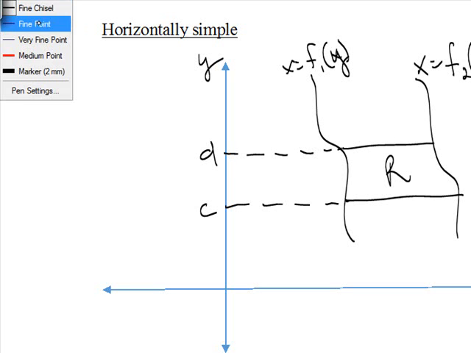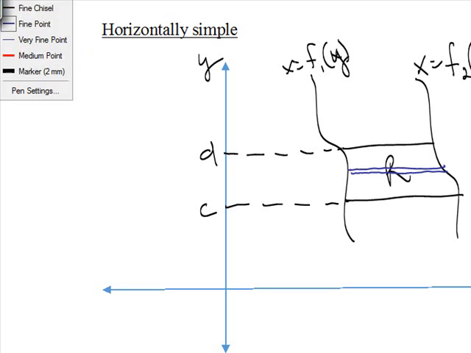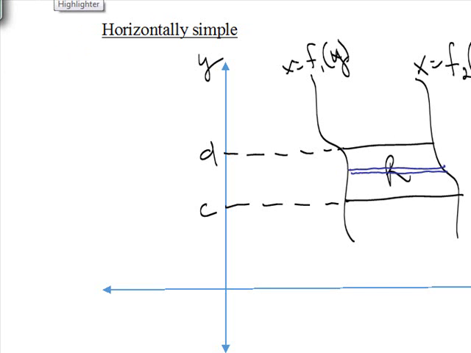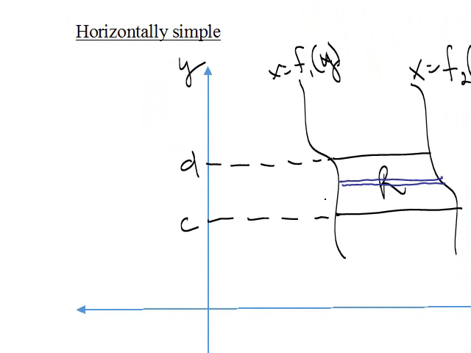Now take another color and draw a horizontal strip. So what is a horizontally simple region? The same thing. If I take this horizontal strip and move it throughout the region, the left end will always lie on the curve x equals f1 of y. The right end will always lie on the curve x equals f2 of y. That is called horizontally simple.